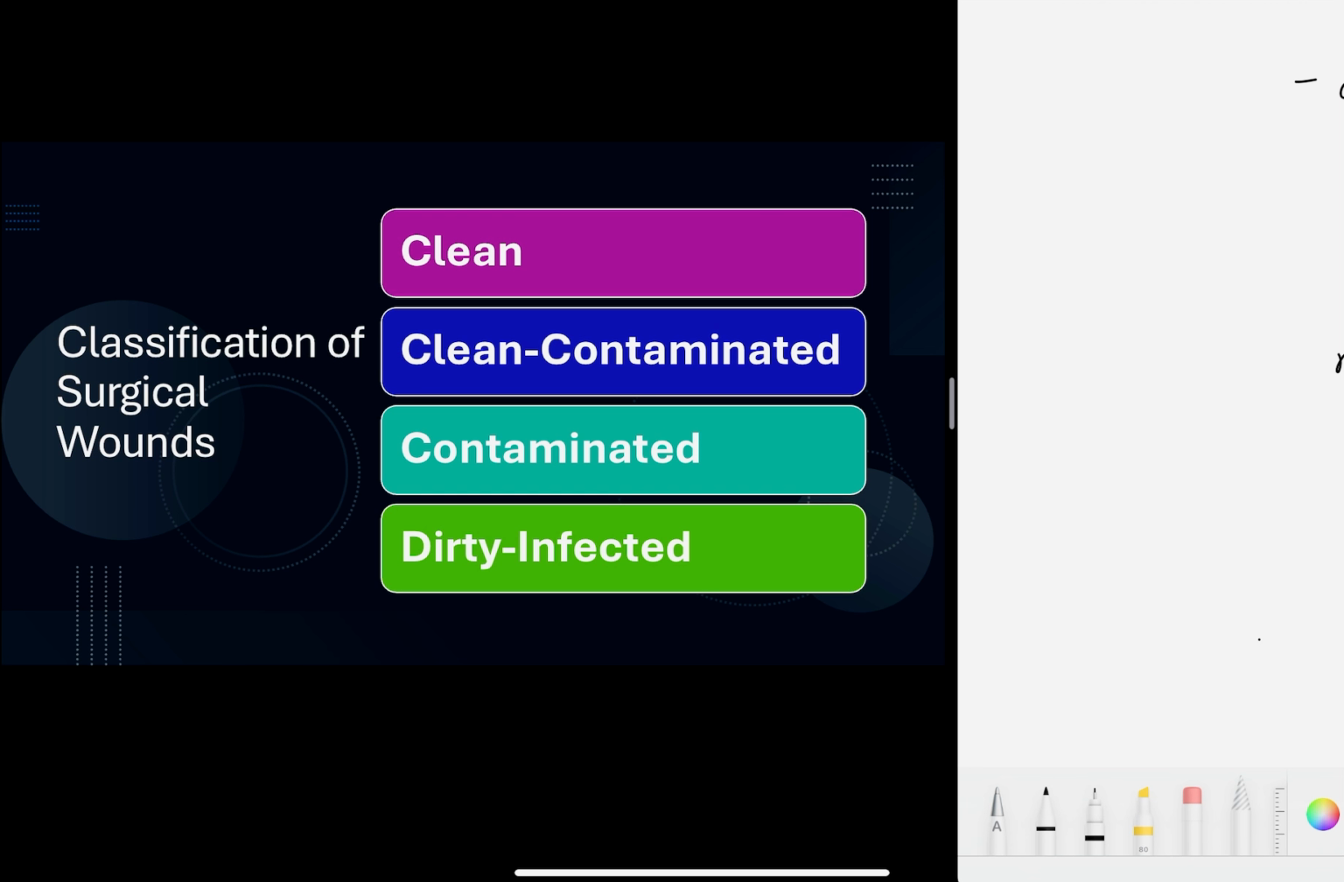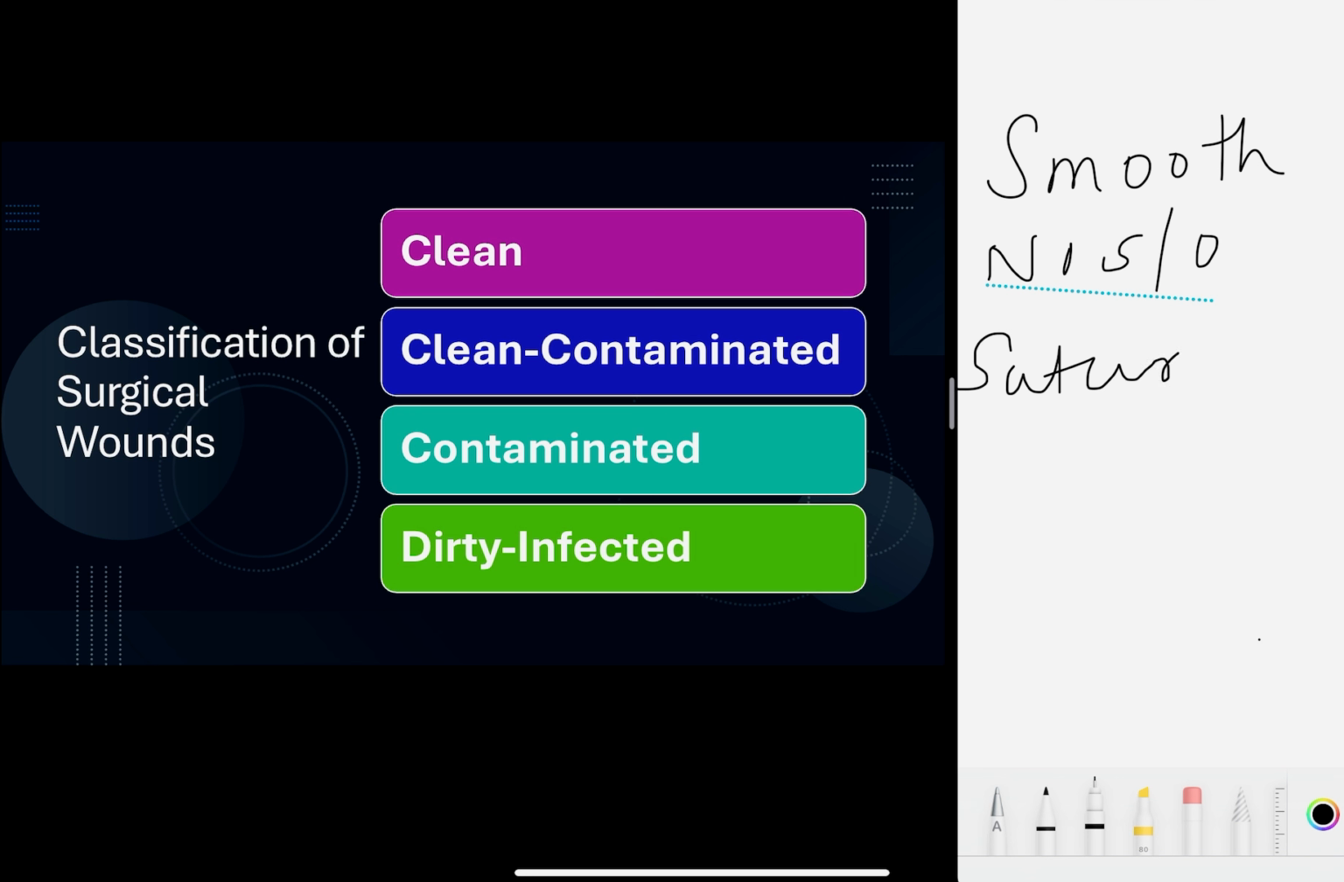Now what are the characteristics of clean wounds? How do they look? Clean wounds have a smooth surgical incision. No redness or swelling, that is no signs of inflammation, no redness, swelling or discharge, and closed with sutures or staples, and it will have a sterile dressing. So these are the visual characteristics of a clean wound.